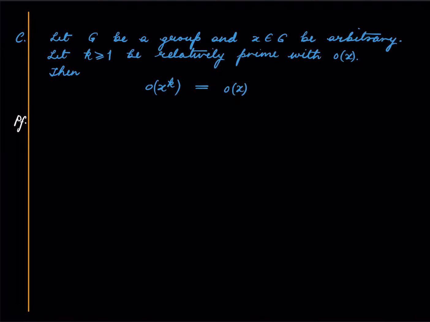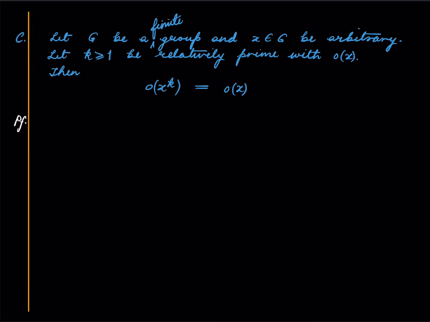Okay, this is a very nice corollary, although the proof of it has already been in some sense given in the previous argument. So G is some group and X is some arbitrary element in G. Assume G is finite. You can just assume that the order of X is finite, but let's just say G is finite. Okay, and K is some positive integer which is relatively prime to the order of X. Then the order of X to the K is the same as the order of X.